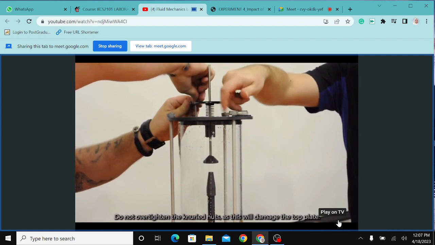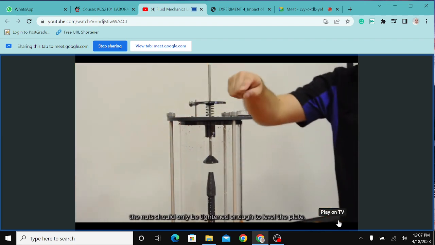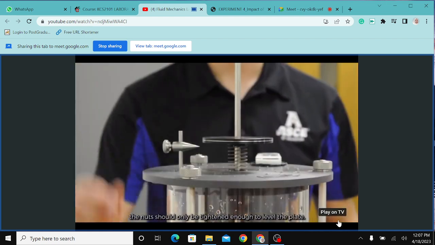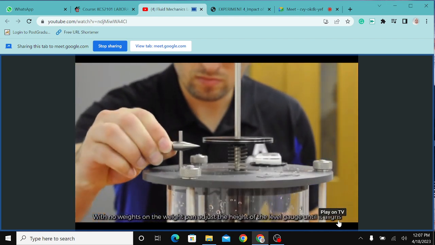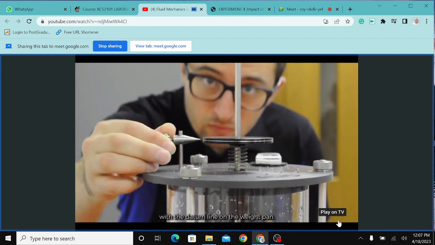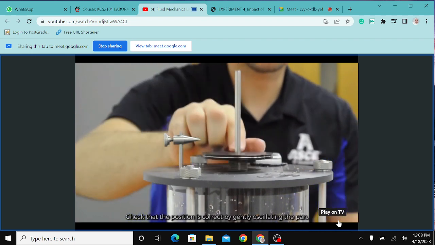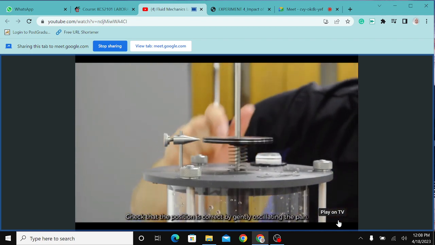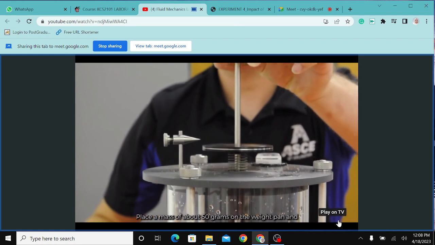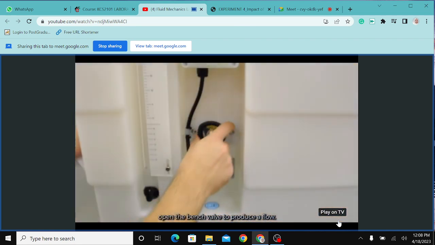Do not over-tighten the knurled nuts, as this will damage the top plate. The nut should only be tight enough to level the plate. With no weights on the weight pan, adjust the height of the level gauge until it aligns with the datum line on the weight pan. Check that the position is correct by gently oscillating the pan. Place a mass of about 50 grams on the weight pan and open the bench valve to produce a flow.